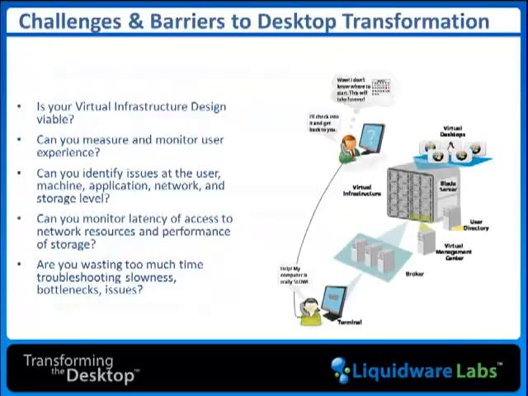Now, what I'd first like to discuss is the challenges and barriers to desktop transformation. And I realize the graphic on the right-hand side is a little bit comical, but it's actually quite viable towards the challenges that we see most of our users experiencing when they're actually looking to implement VDI. And in the bottom right-hand corner of this little cartoon, we see a user using their terminal through VDI and calling up the help desk and saying, "Help, my computer is really slow, and it might be a VDI problem, and it might not be."